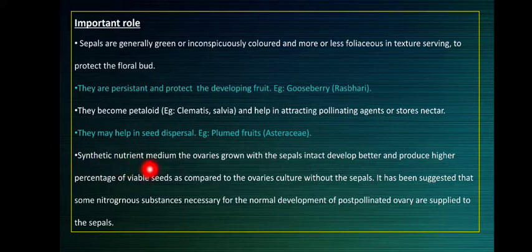On a synthetic nutrient medium, the ovaries grown with the sepals intact develop better and produce a higher percentage of viable seeds as compared to the ovaries cultured without the sepals. It has been suggested that some nitrogenous substances necessary for the normal development of the post-pollinated ovary are supplied by the sepals.